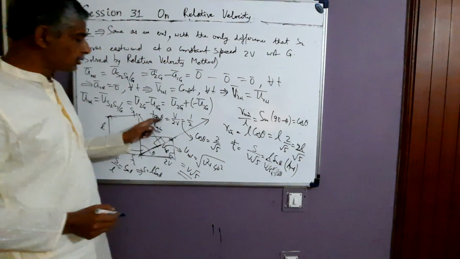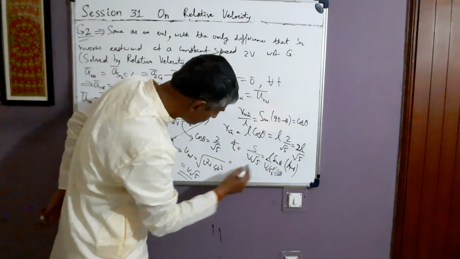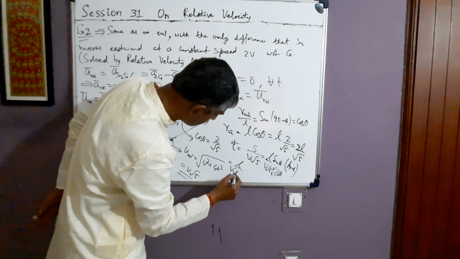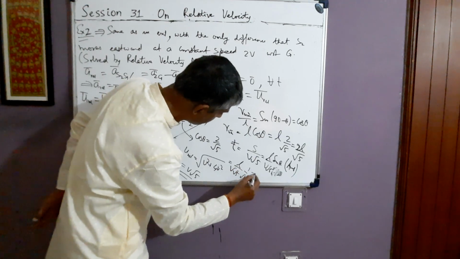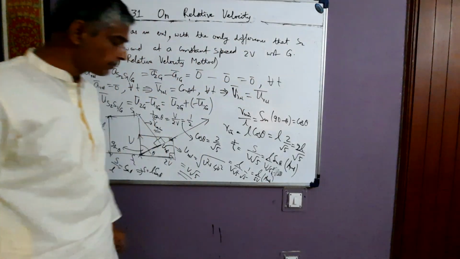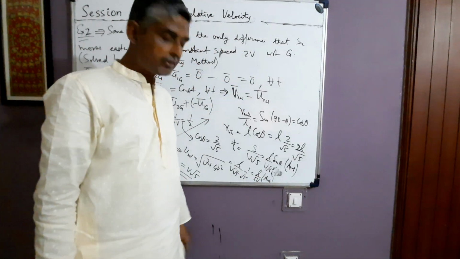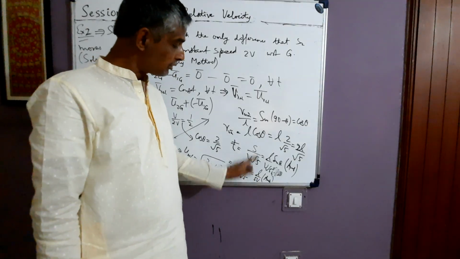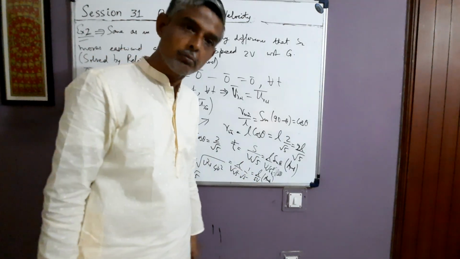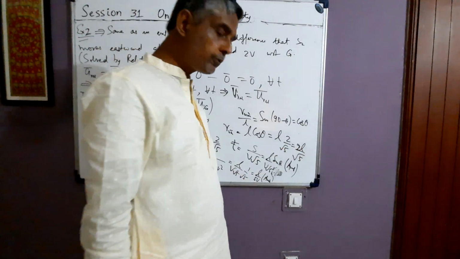Now tan theta is how much? One by 2. Sin theta will be 1 by root 5. You substitute 1 by root 5 here. L by V root 5 into 1 by root 5, that is L by 5V. This is the answer to the second part of the question. So the distance between the two ships will be minimum after time L by 5V, and the minimum distance between the two ships in the course of the motion will be 2L by root 5.